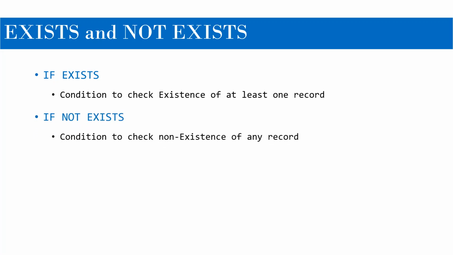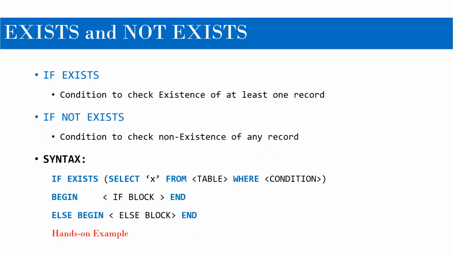Okay, if exists, if not exists. So the syntax is, if exists, if any record exists for a condition. So this is how you give a condition, a normal select statement from a table using a condition. So if any record exists, it will execute the if block. If no record exists, it will execute the else block.